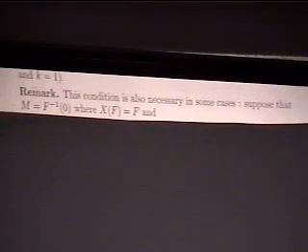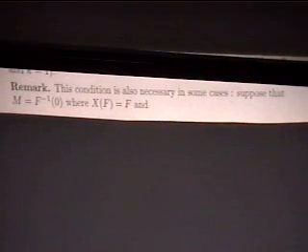So the idea of the proof of theorem 2 is to find the vector field first, to show that it is quasi-homogeneous, and then to study case by case. And this condition is also necessary in some cases.